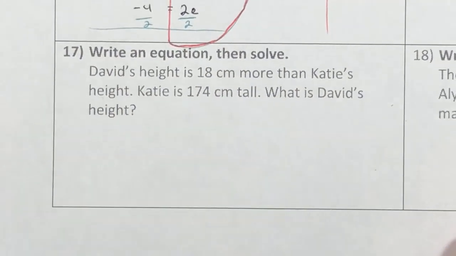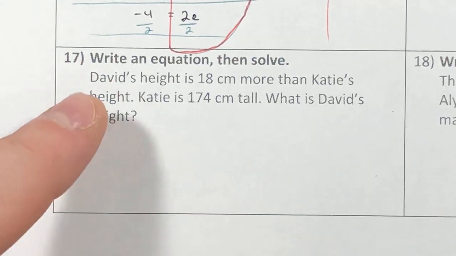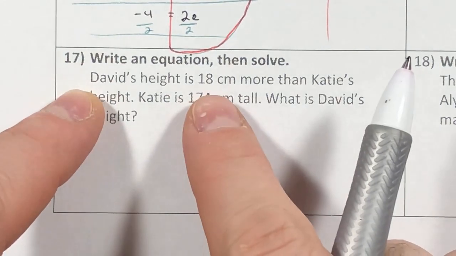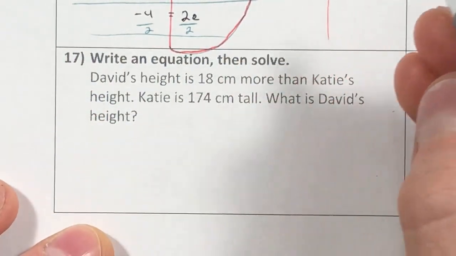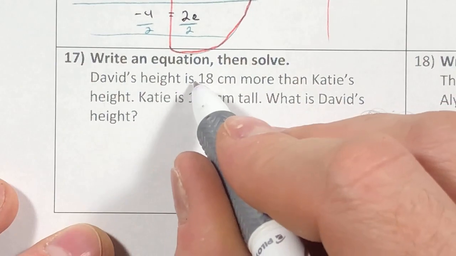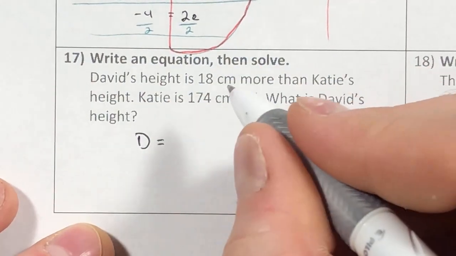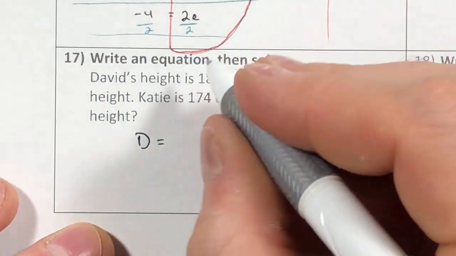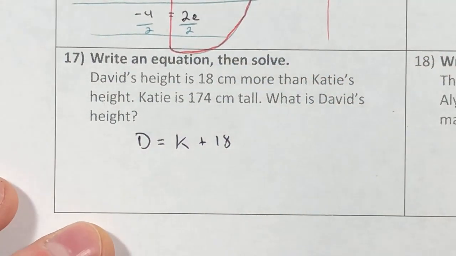Awesome. And then on the bottom, number 17, we're going to write an equation and then solve. So I want to set up an equation. David's height is 18 centimeters more than Katie's height. So let's set that up. Well, I know David is 18 more than Katie's height. So I'm going to take Katie's height and add 18 centimeters to it.